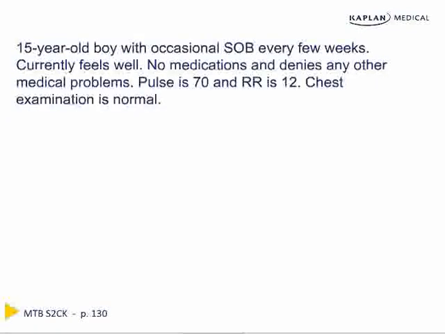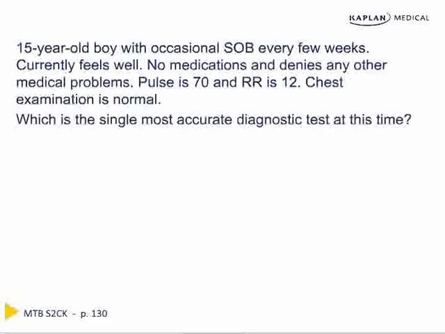At this point, let's pause for a practice question, which is pretty typical of what you might see on Step 2. A 15-year-old boy with occasional shortness of breath every few weeks, who currently feels well and has no medications and denies any other medical problems, is sitting in your office with a pulse of 70 and a respiratory rate of 12. Chest exam is normal. Which is the single most accurate diagnostic test at this time? Let's take a look at our options.